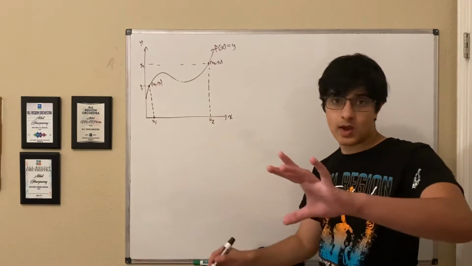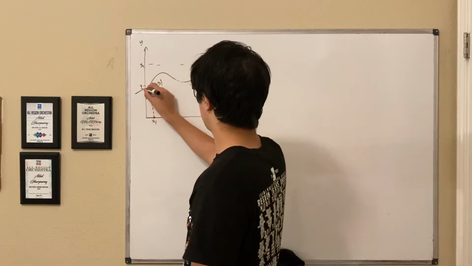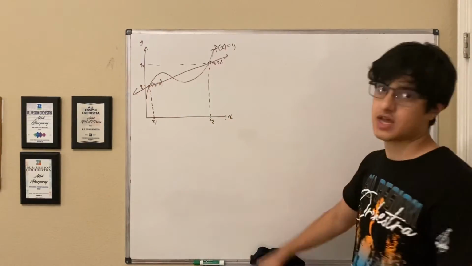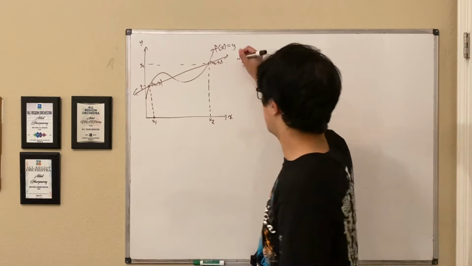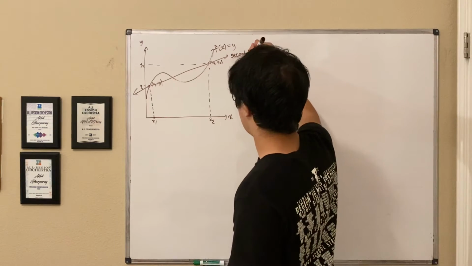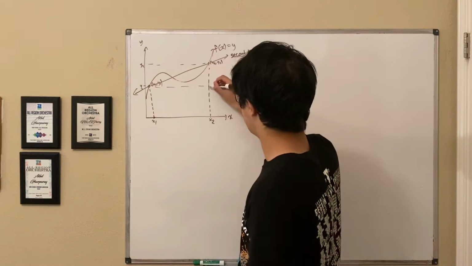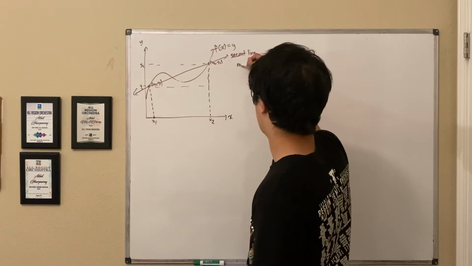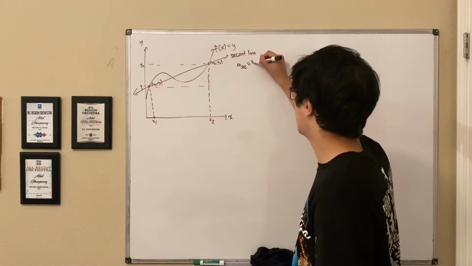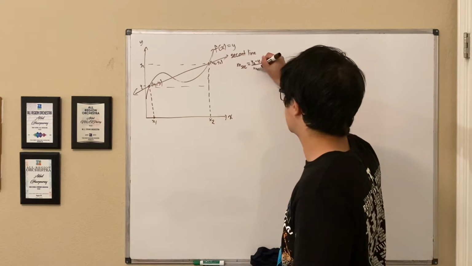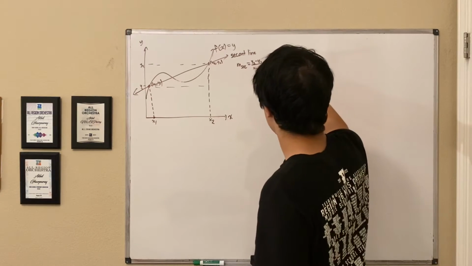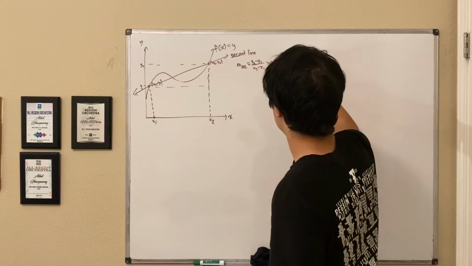So let's go ahead and draw the line that connects both of these points. This line right here is what we call a secant line. And this secant line has a slope, as you remember, of y2 minus y1 over x2 minus x1. Remember this from Algebra 1. And this right here is what we call the average rate of change.